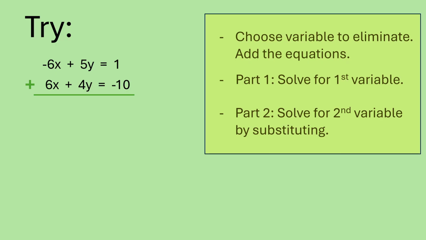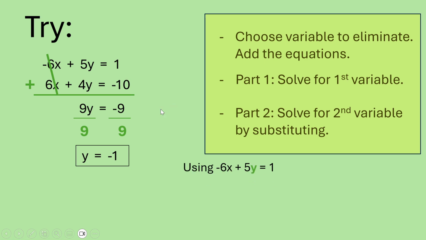Okay, so when you added these equations, the x terms eliminated, and then here we get 9y equals 1 minus 10. 1 plus negative 10 is negative 9. Solving for y, divide both sides by 9. So y equals negative 1. And now we have to solve for x. So choose one of these two equations and substitute negative 1 for the y value.